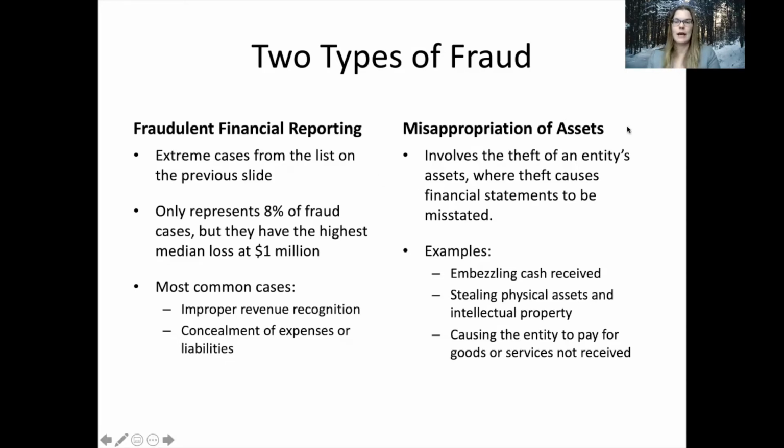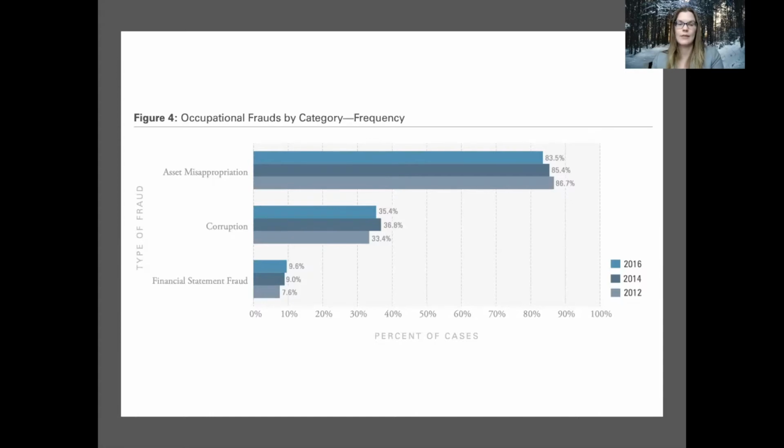versus misappropriation of assets. This is kind of our everyday fraud. So stealing an entity's assets, things like inventory theft, stealing a company's petty cash. So the dollar values involved tend to be much lower, but this type of fraud is actually much more frequent in organizations. So if we look at this chart, we can see with respect to different types of fraud, financial statement fraud tends to be relatively low percentage, less than 10% of fraud cases, whereas misappropriation of assets tends to represent 80 to 90% of fraud cases.